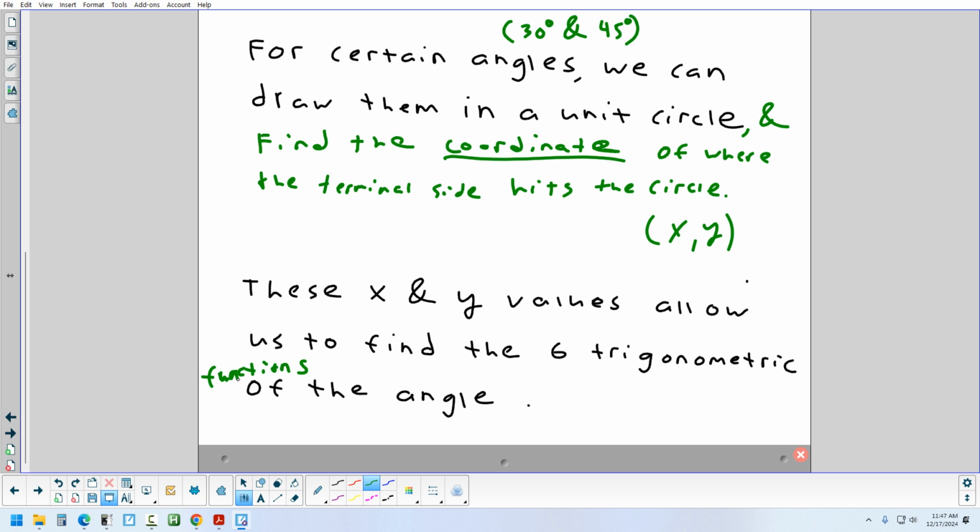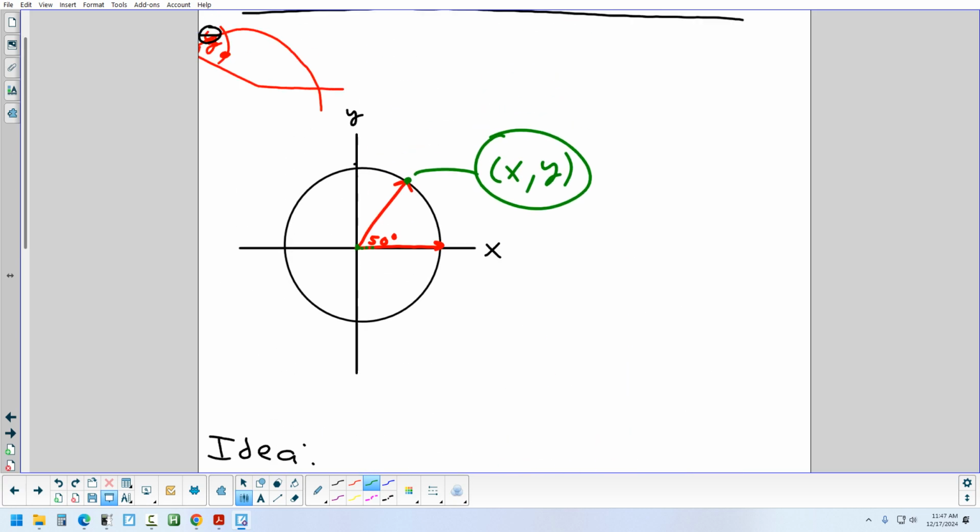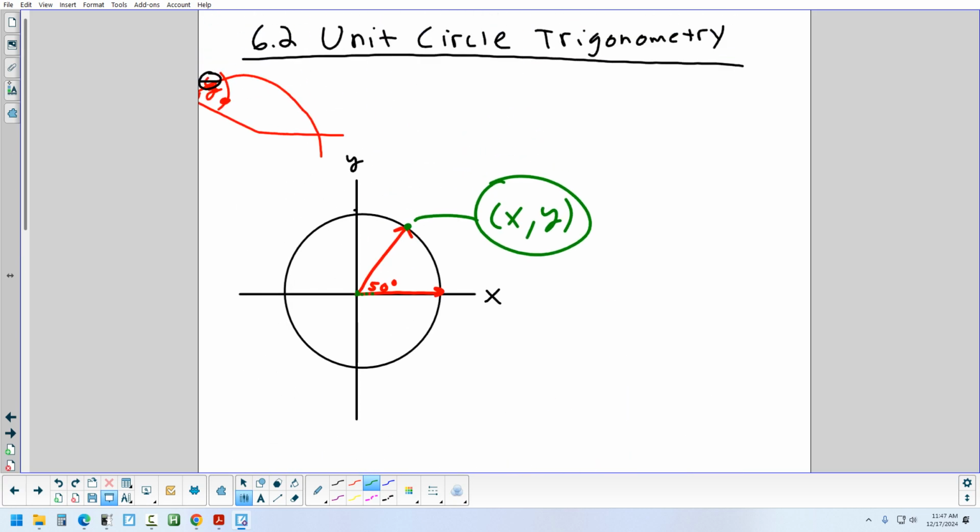So I'm going to talk about what the 6 trig functions are. There are buttons for them on the calculator. You might have seen them, like sine, cosine, tangent. Those are 3 trig functions. Secant, cosecant, and cotangent are 3 others. And there's more than one way to figure out what those are. The way that I'm specifically showing you is going to be called unit circle trig.